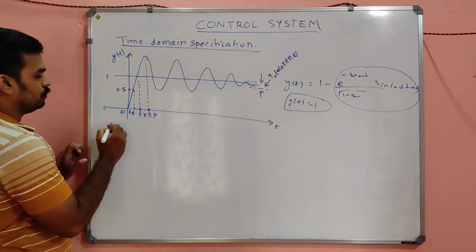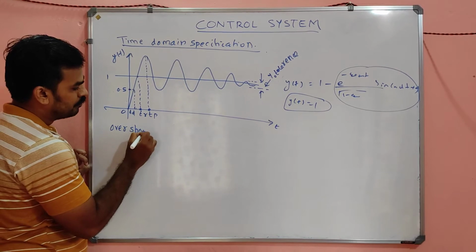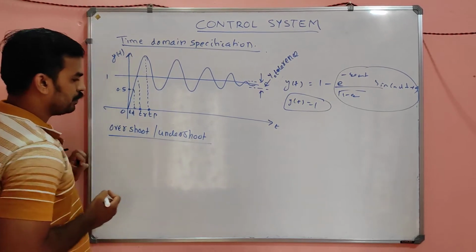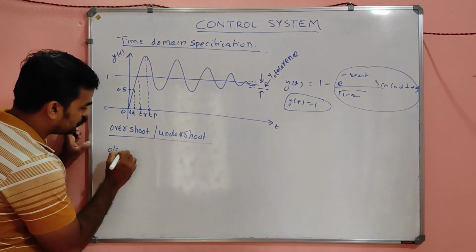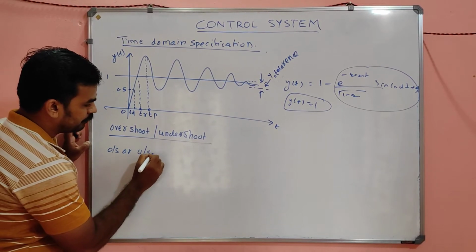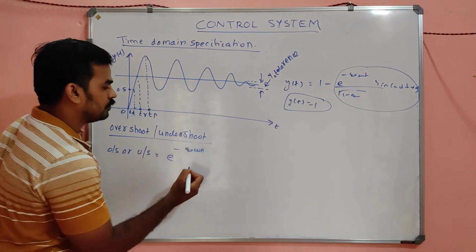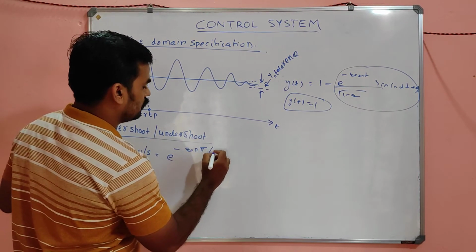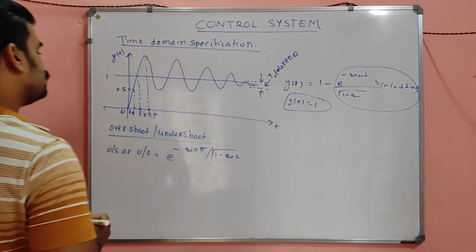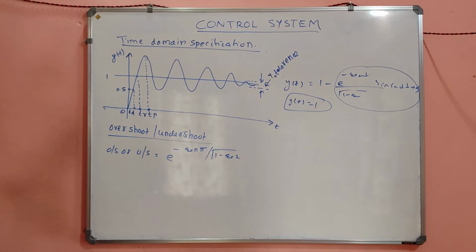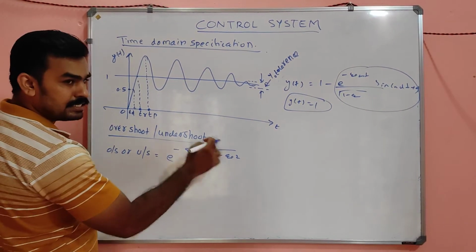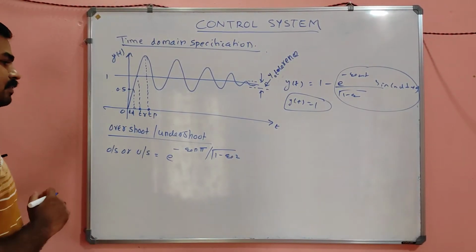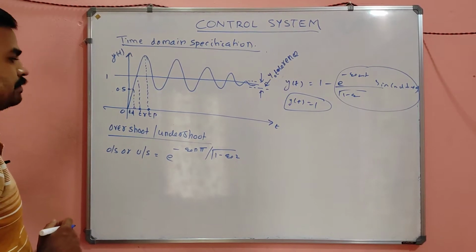Next, overshoot or undershoot. There is an equation for overshoot or undershoot: e raised to minus n zeta pi divided by root of 1 minus zeta square. This division is for the exponent, the upper term, not for the whole. Remember that.